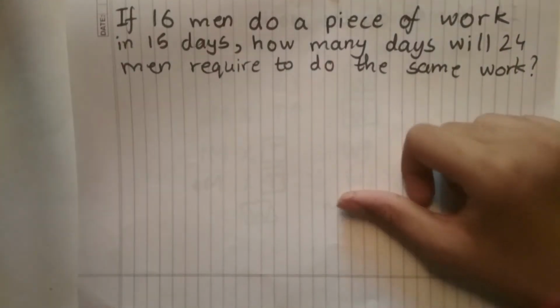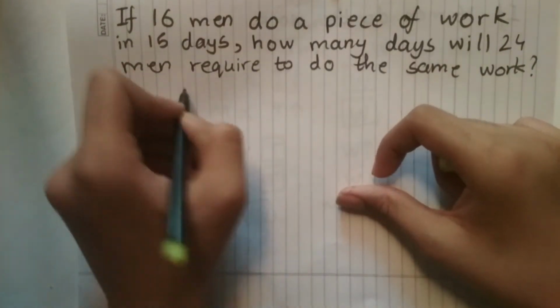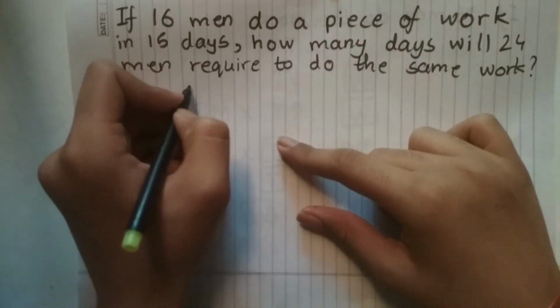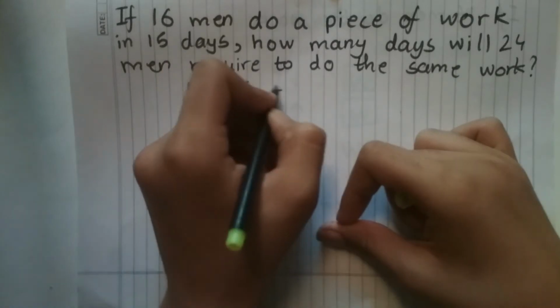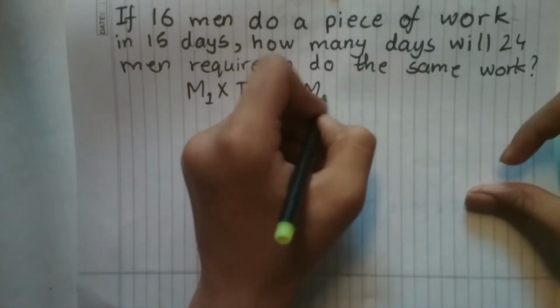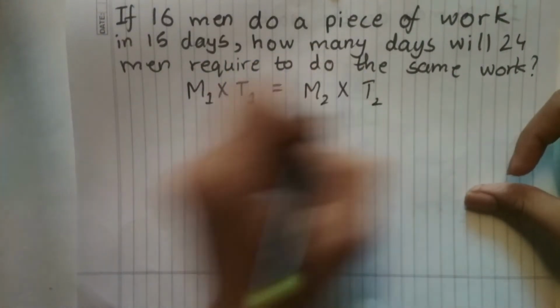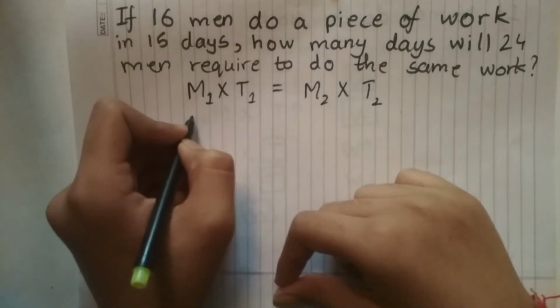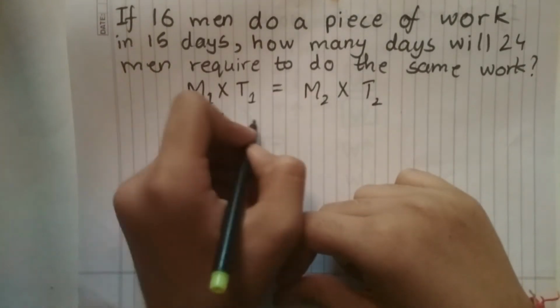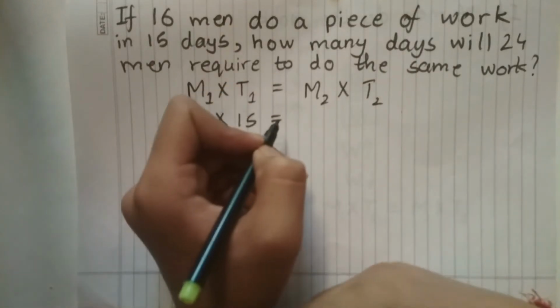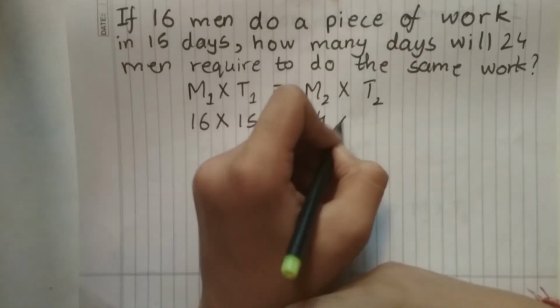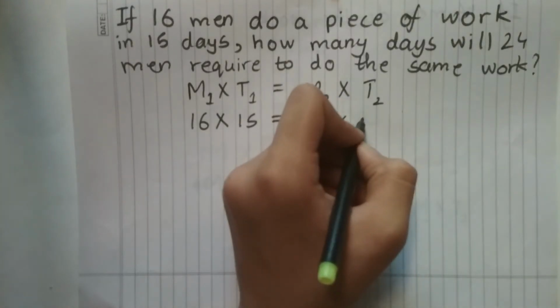Here the work remains the same, so we can apply the law that m1 into t1 equals m2 into t2. Here the number of men is 16, the time is 15, equals the number of men here, 24, and let's keep the time as t2.